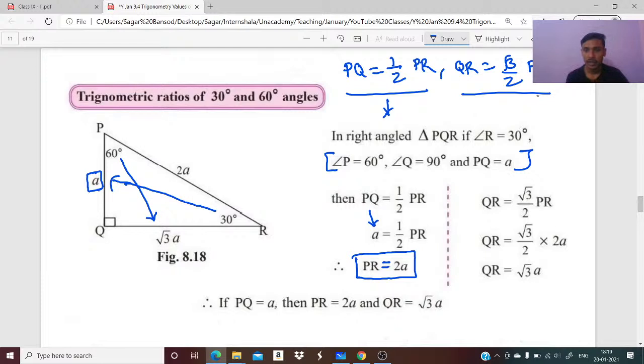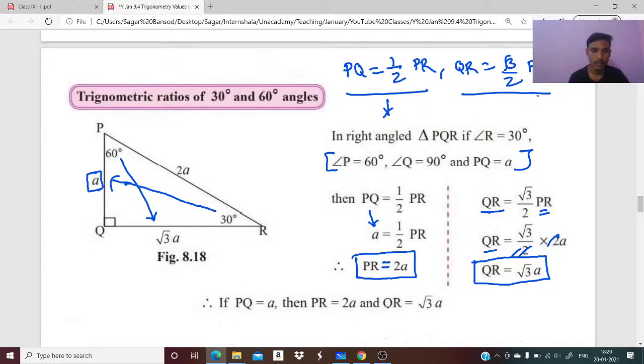Now to find out the length of QR, I will use this equation, which says that QR is equal to root 3 by 2 times PR. What is my PR? My PR is equal to 2A. So this 2 will get cancelled out and I will have my QR as root 3 times A. Therefore, this QR is written as root 3 times A.